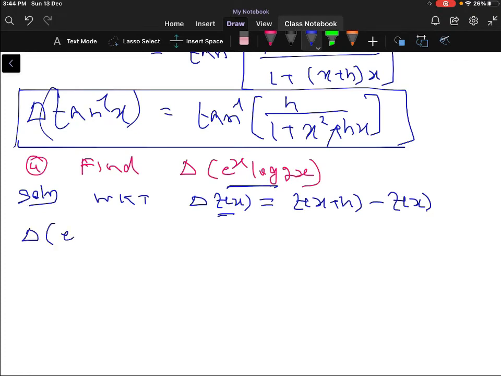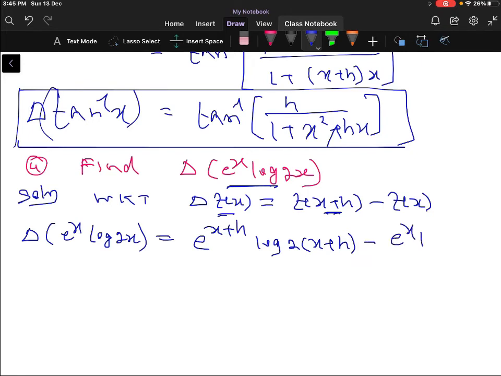So now delta of e power x into log 2x is equal to, wherever x appears you put x plus h, so that is f of x plus h, which can be written as e power x plus h into log of 2 times x plus h, minus f of x, where f of x is e power x into log 2x.